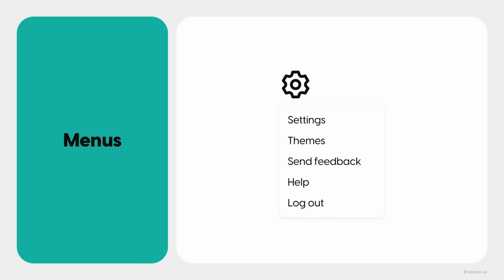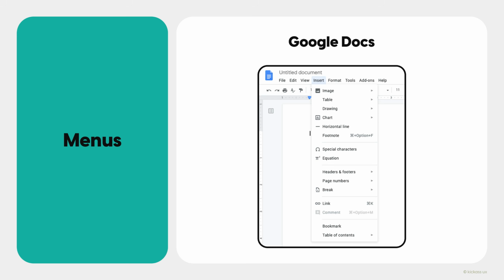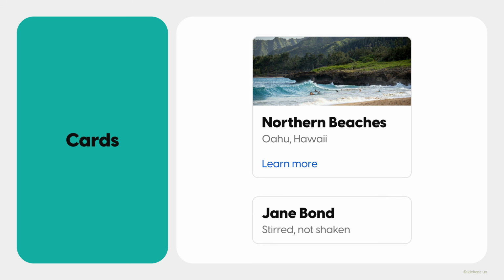21st are menus. Menus display a list of choices or actions on a temporary surface. Menus should be easy to interact with, contextual to the user's needs, and easily scannable. For example, in Google Docs, when you click the File button, a menu appears with actions related to the overall doc. Or if you press the Insert button, a menu shows up with the actions related to inserting something into the document.